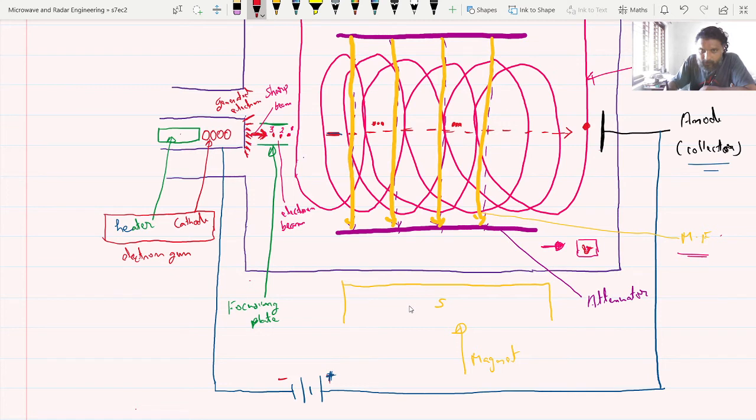So you can see that once it moves from this coil to this coil, and this coil to this coil, the gap between the electrons keeps reducing. Once it reaches here, again the gap reduces, and finally when it reaches here, it will be in the form of an electron bunch. So this is nothing but the electron bunch.